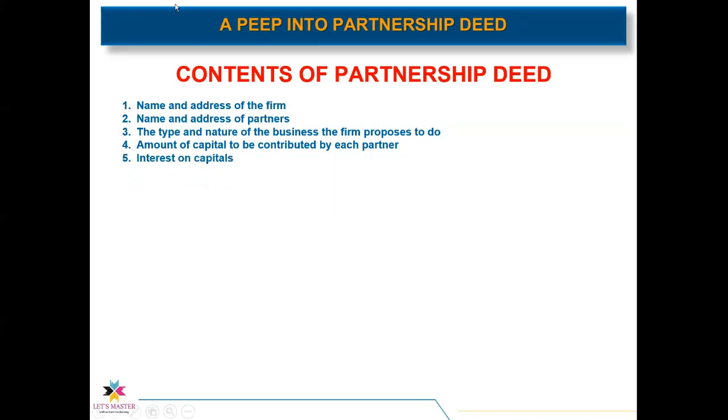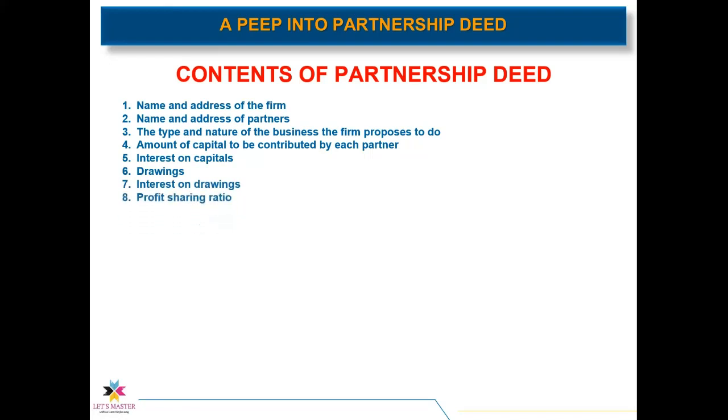Then interest on capital. The first question it needs to answer is whether interest on capital will be provided or not. If yes, at what rate would it be provided? Are drawings allowed or not? If drawings are allowed, to what extent, at what frequency can they be made, and at what rate would interest on drawings be charged?